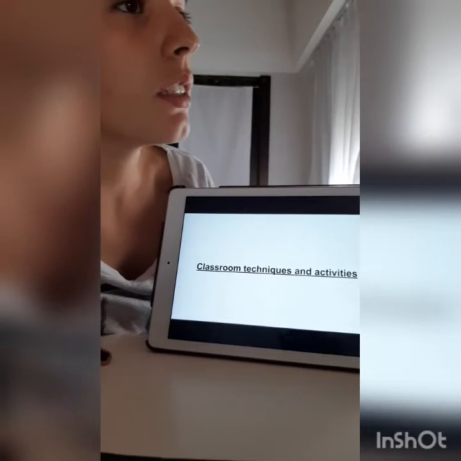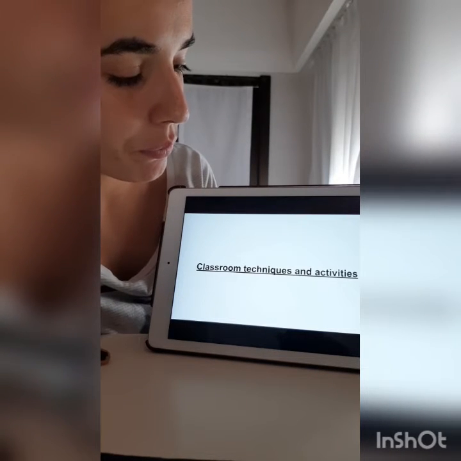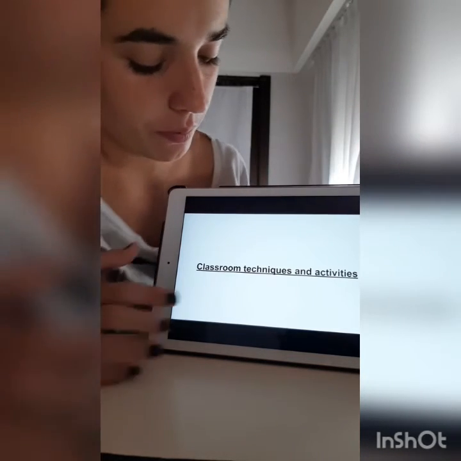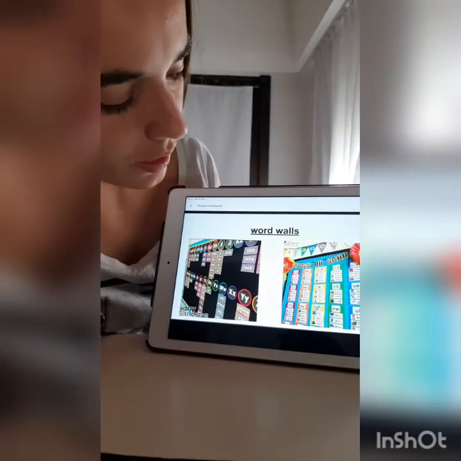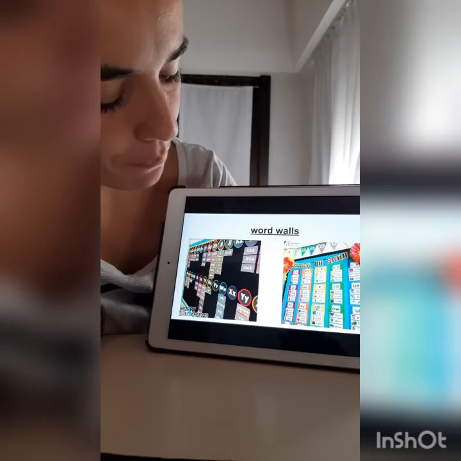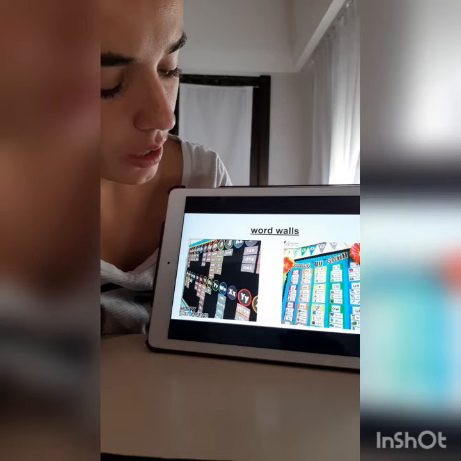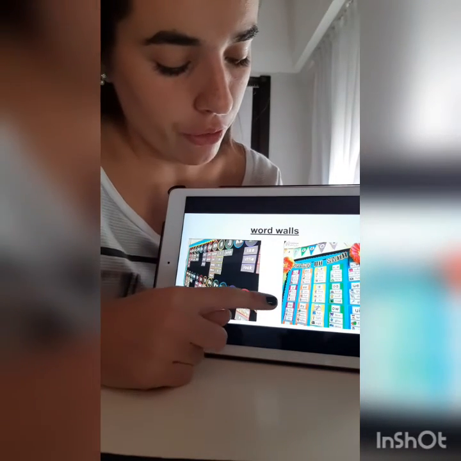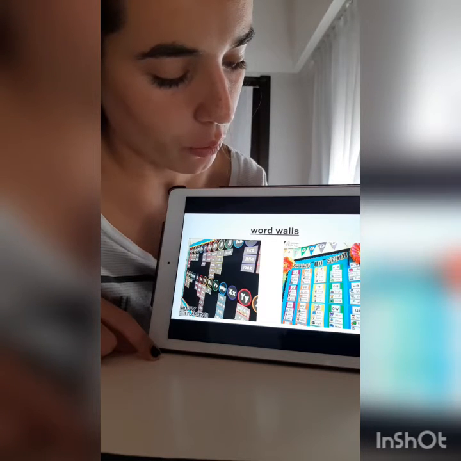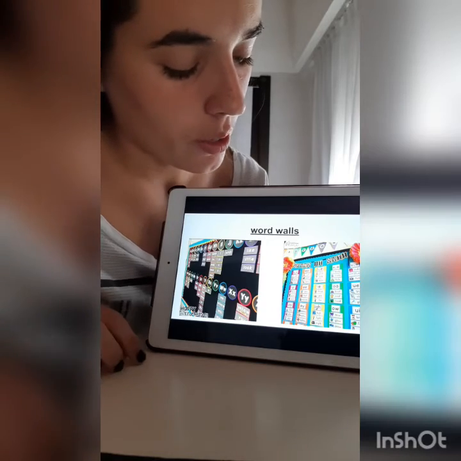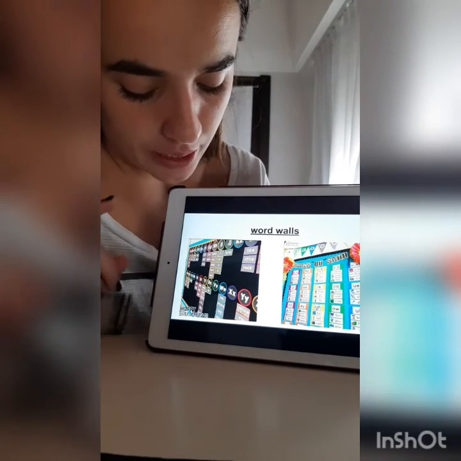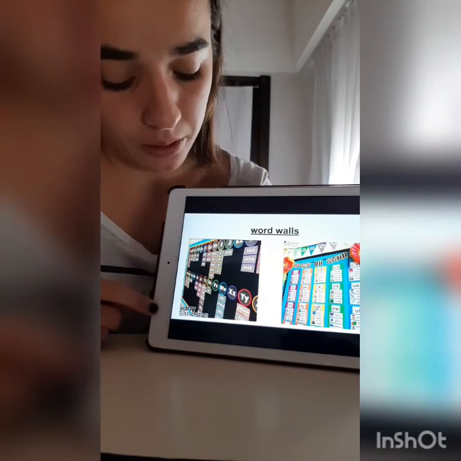Classroom techniques and activities. These are some activities that the book gives us, and I selected. Word walls. There are two ways to do these word walls. The first one, looking through the words by the sound of the word, and then looking through the alphabet.